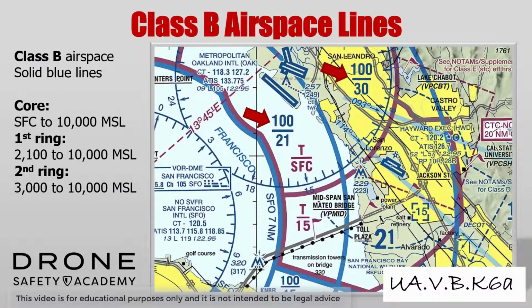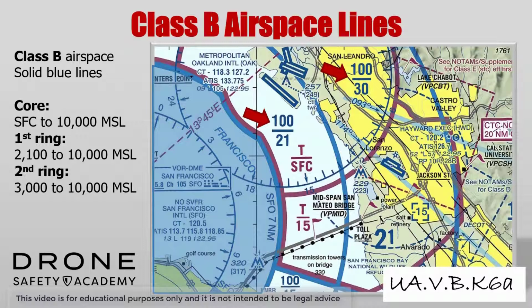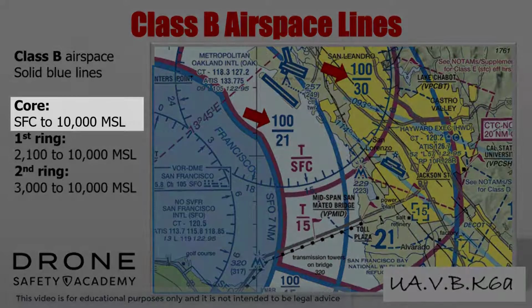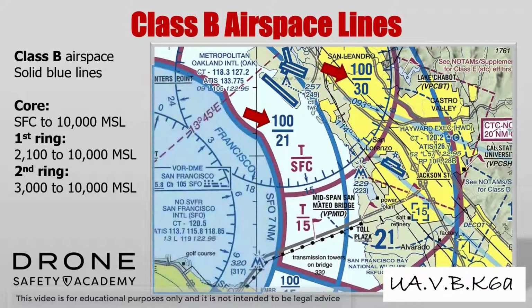Class B airspace is depicted with solid blue lines and solid blue numbers. Here we can see the core of the Class B airspace around the San Francisco International Airport. It starts at the surface and extends all the way up to 10,000 feet MSL.